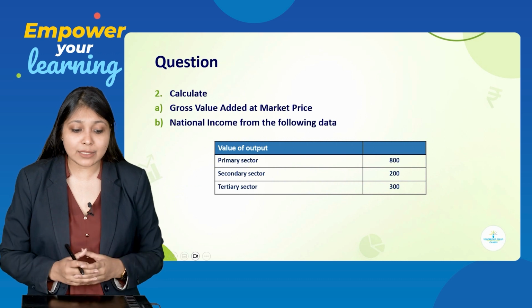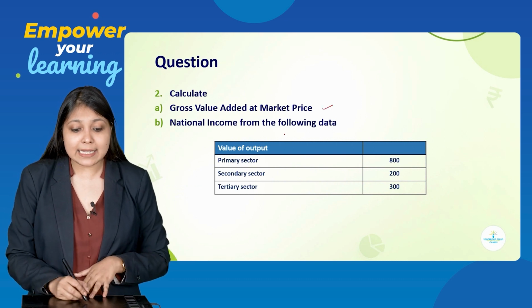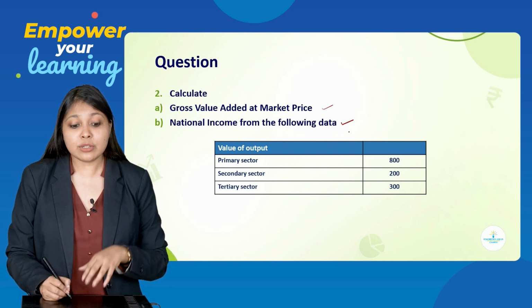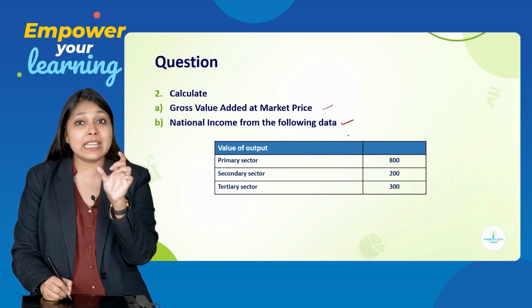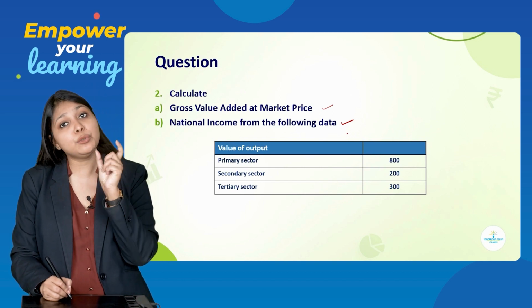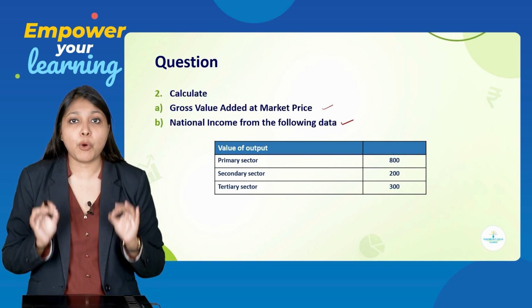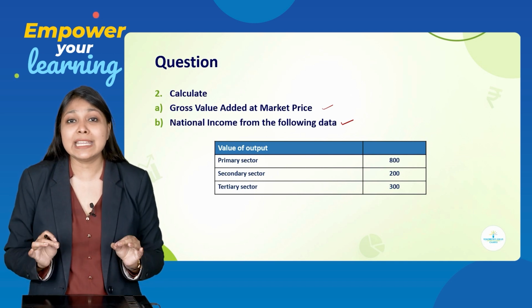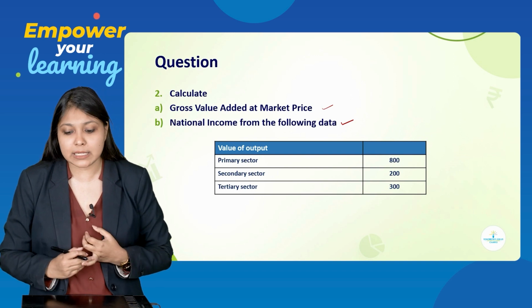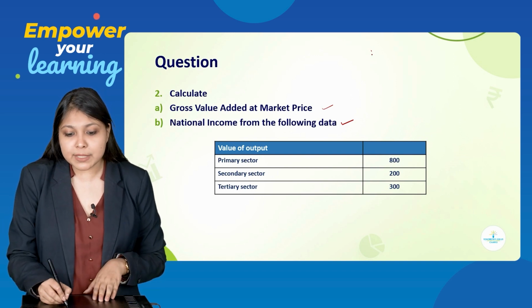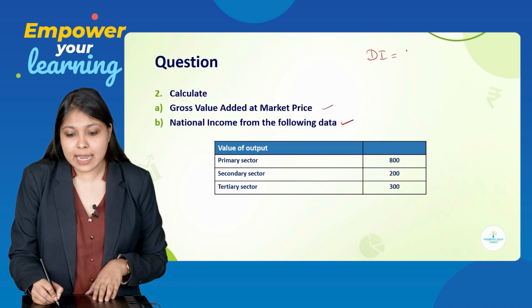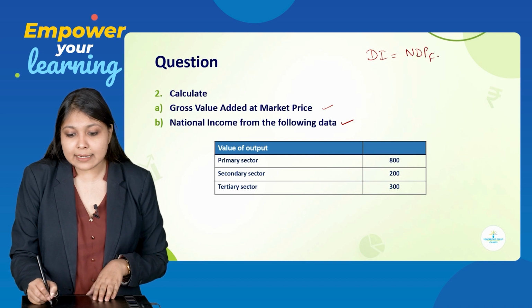Here we have to calculate GVMP and national income. Now, they have not given you the aggregate of national income. They have just told you to find out national income. In such a scenario, it is very important for you to know the aggregate of domestic income and national income. The aggregate of domestic income, suppose, is NDPFC and the aggregate of national income is NNPFC.